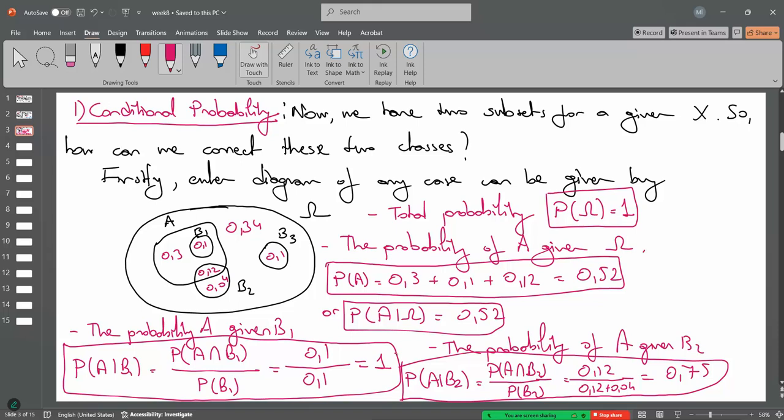So this is how we can calculate the conditional probability. What is the condition? The condition is the omega values, the B values. And so for a given B value, what is the probability of A? This is called the conditional probability. In general form, we can write P(A given B) equal to P(A intersection B) divided by P(B).